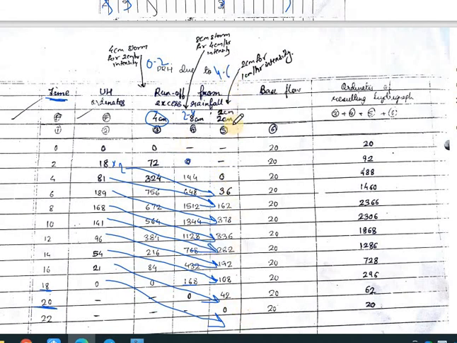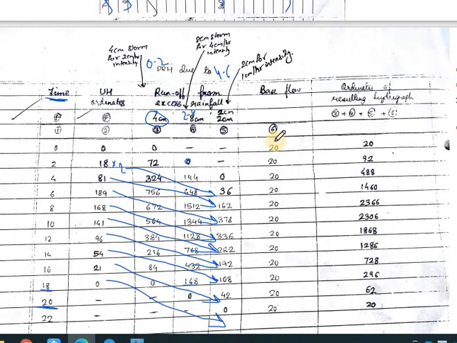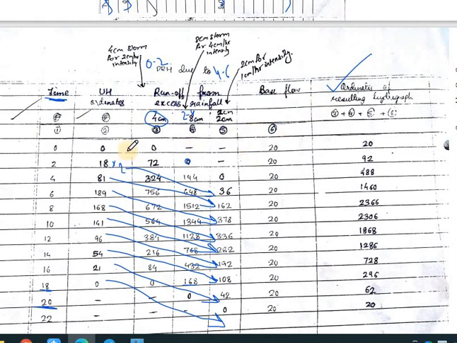Okay, so in this way you have got the runoff value, the excess rainfall value, and the base flow value. As I've told you, the base flow value for all the intervals is coming out to be 20, because it is given in the question. The base flow to be considered is 20, so we'll write 20 in all the rows. After that, the final ordinate which we need to calculate is found by adding all these values.